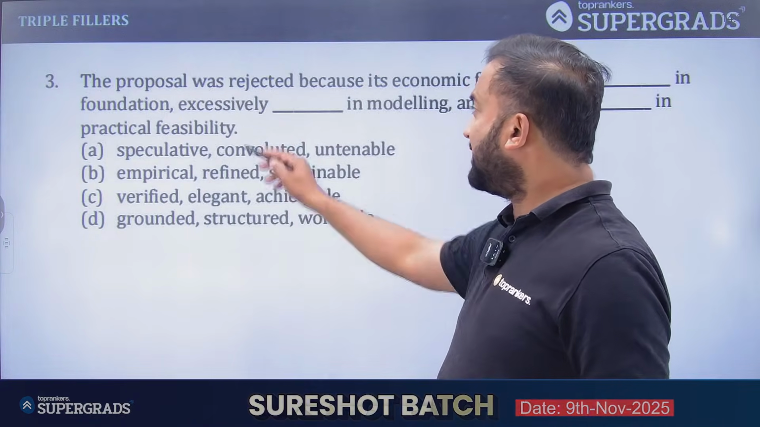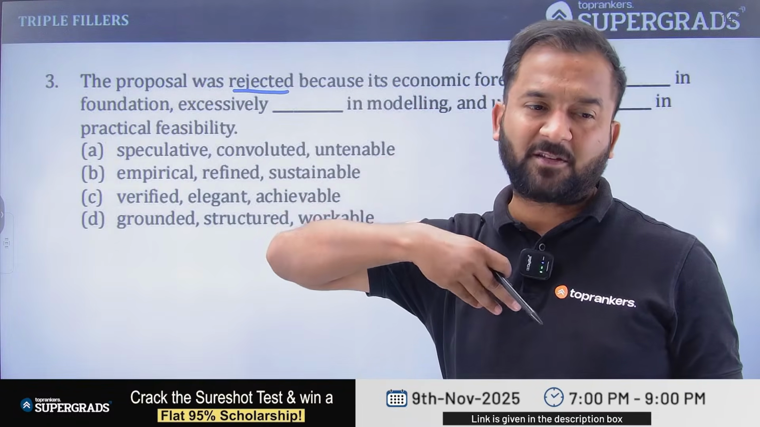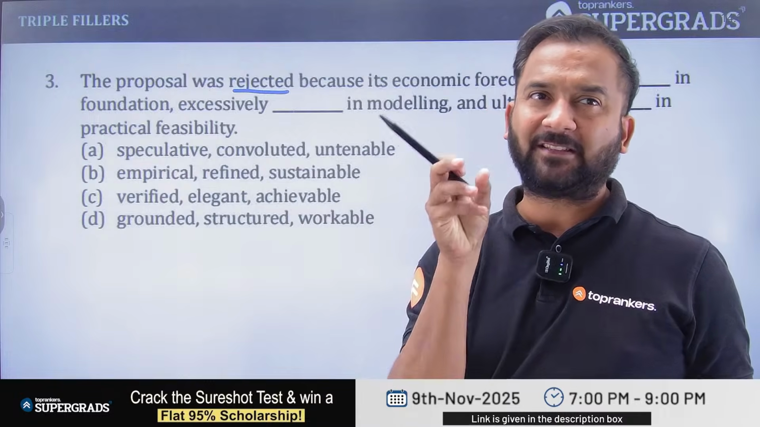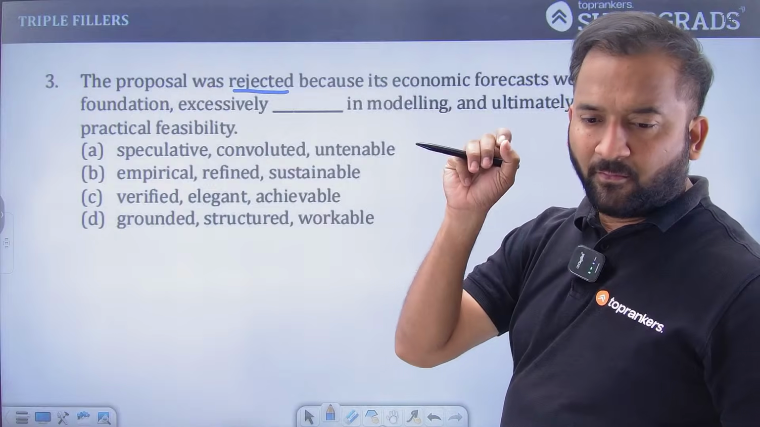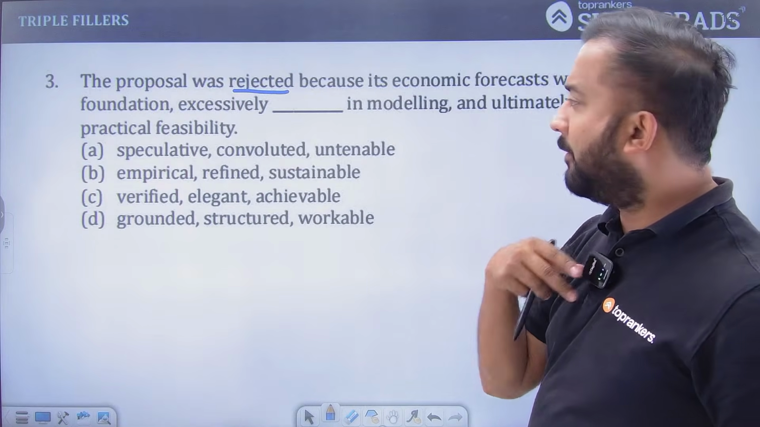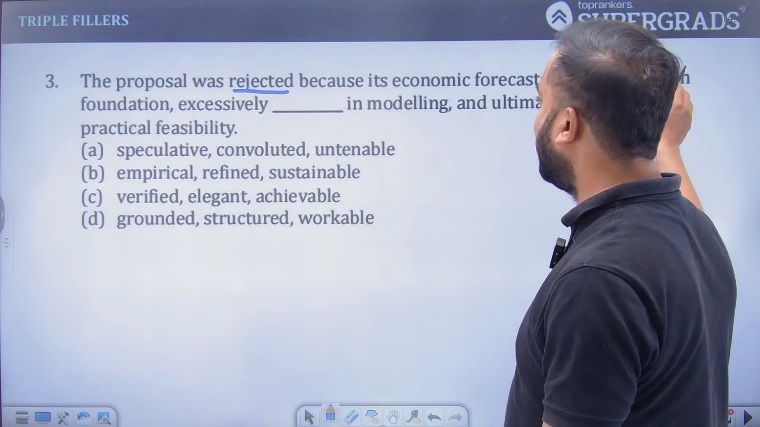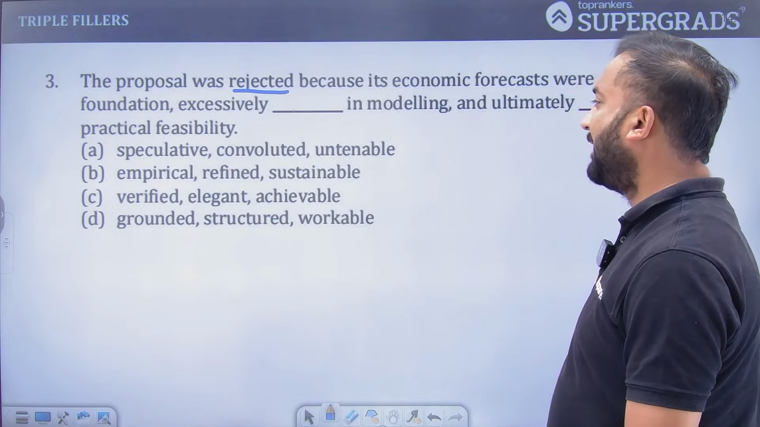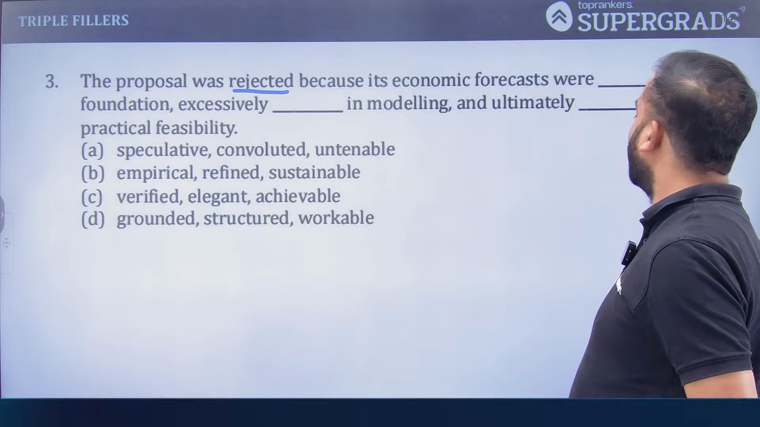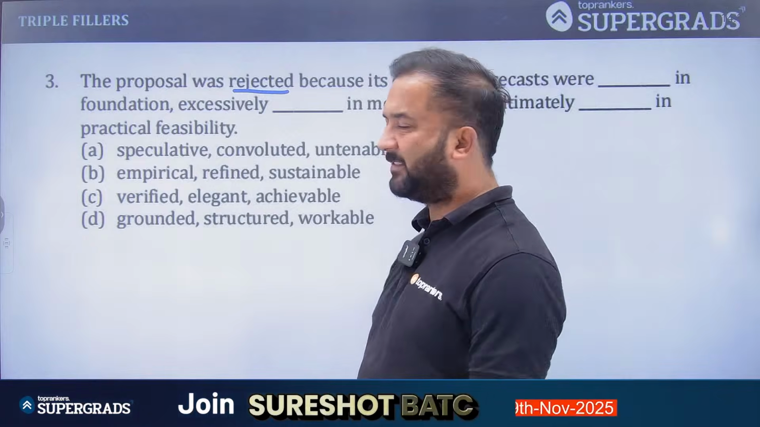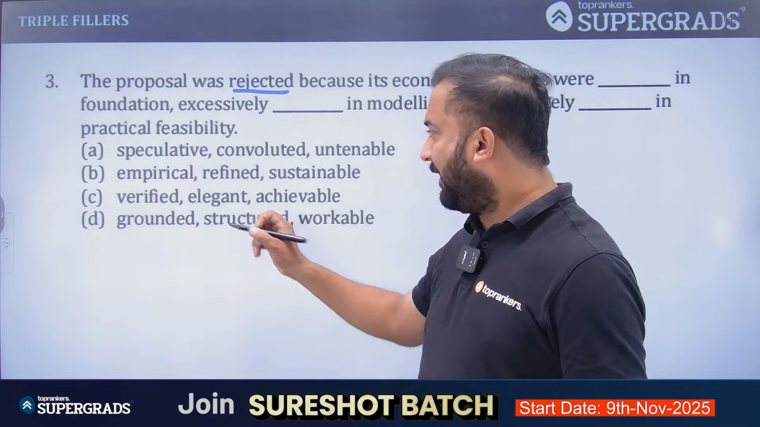The proposal was rejected. Now it was rejected, so there must be some flaw in it, there must be some problem in it. After reading this much, I understand that the first filler should be a negative word. Where do you see that? The proposal was rejected because its economic forecasts were dash in foundation, excessively dash in modeling, and ultimately dash in practical feasibility. So if you look at the options, what is empirical?